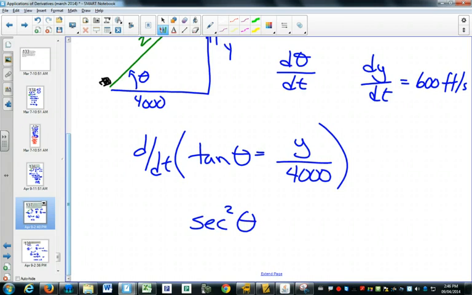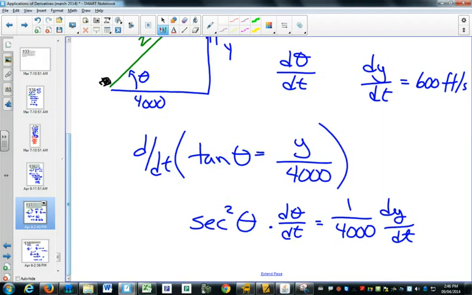What's the derivative of theta? d theta dt equals 1 over 4,000 times dy dt. Well, this is like 1 over 4,000 times y, and the derivative of any constant, like if I had just had 3y, the derivative would be 3. If I had 5y, the derivative would be 5. So I have 1 4,000th y, so the derivative is 1 4,000th.